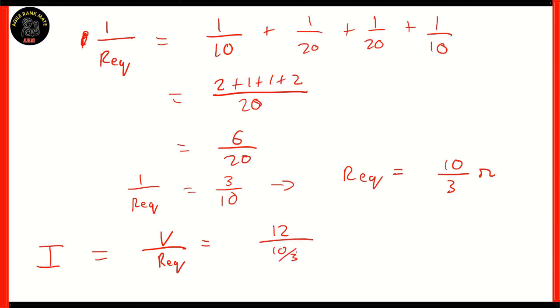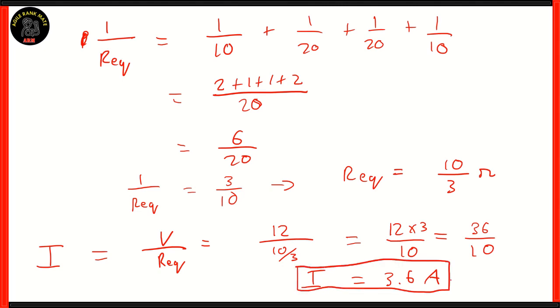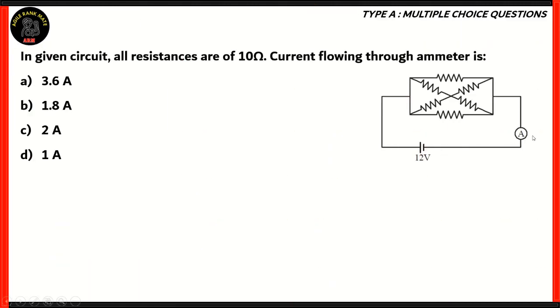Now, 10 by 3 is a fraction, so therefore the denominator of the fraction would move on to the original numerator. So that will be 12 into 3 over 10. So that is 36 over 10. So therefore, the current passing through the ammeter would now read 3.6 amperes. So 3.6 amperes is the correct answer to this question. So since this would now read 3.6 amperes, we can conclude that option A is the right option.